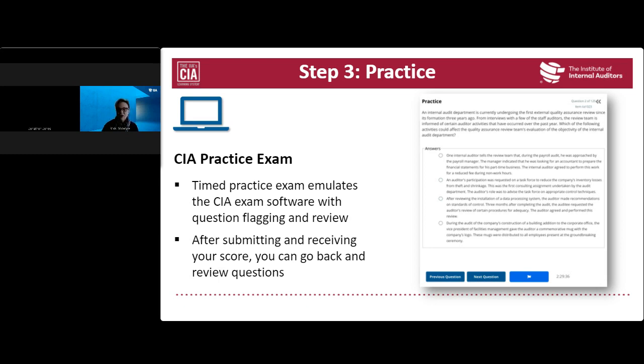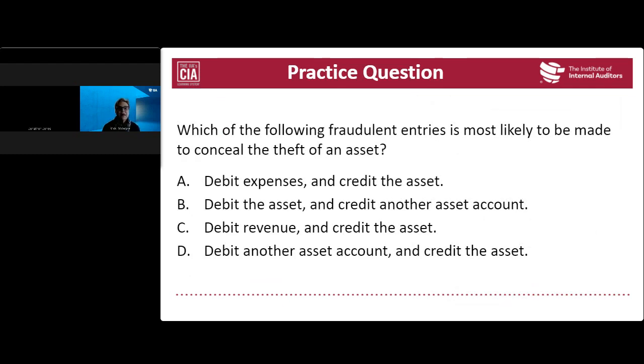Now we're going to go to a sample question. And this is an interesting question because when people read this question, they think, oh, this is a fraud question. Which are the fraudulent entries? And then you read on further: to conceal the theft of an asset. And then you see debits and credits. Okay, so this is a combination question. It's an accounting question as well as a fraud question. You could see a fraud question in any one of the 3 parts, any of the 3 exams.